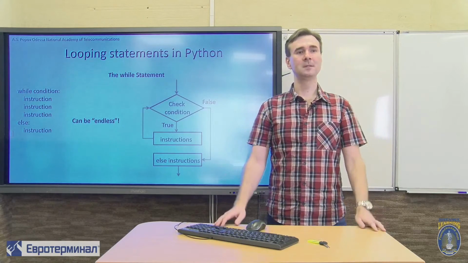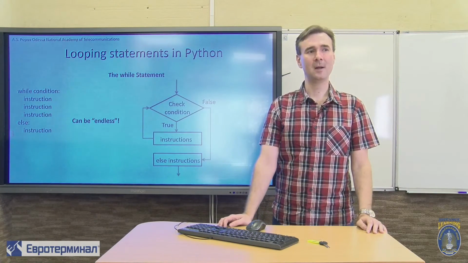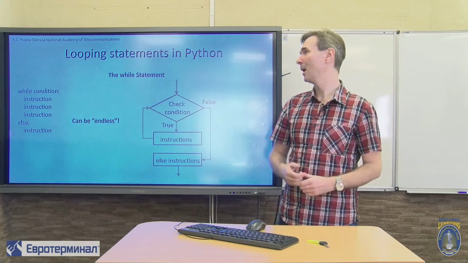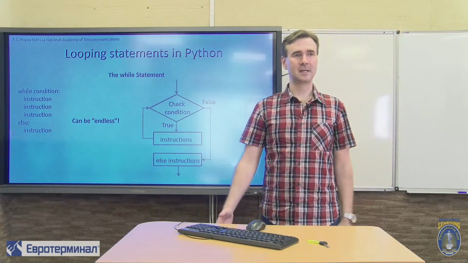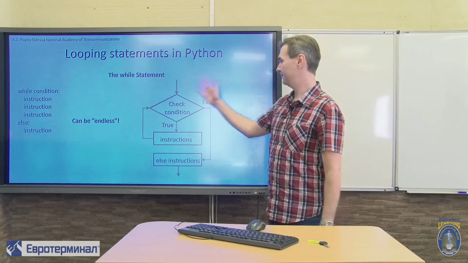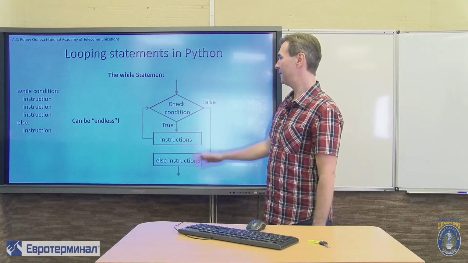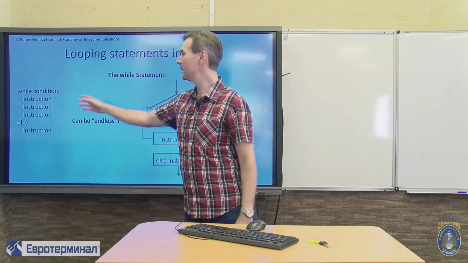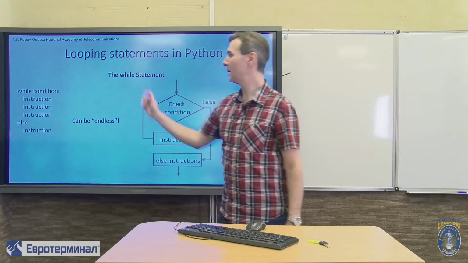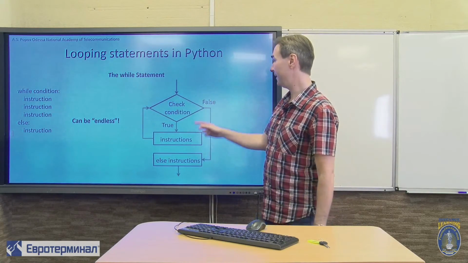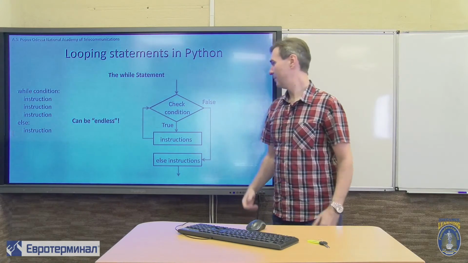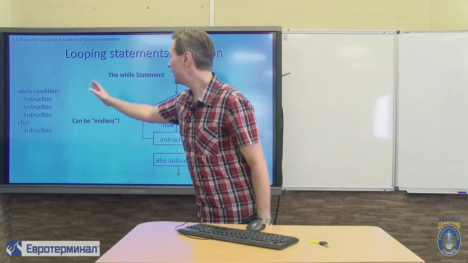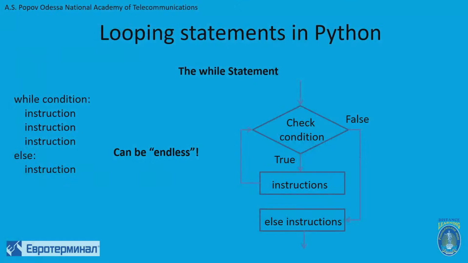You create a loop when you need your program to do the same operations iteration by iteration. So let's start from the while statement. Here is the idea of how it works. First of all, it checks the condition. Here you see the corresponding syntax, while statement, and then you put the condition. If the condition is true, then the Python interpreter goes to instructions that are given in the block after the while statement.